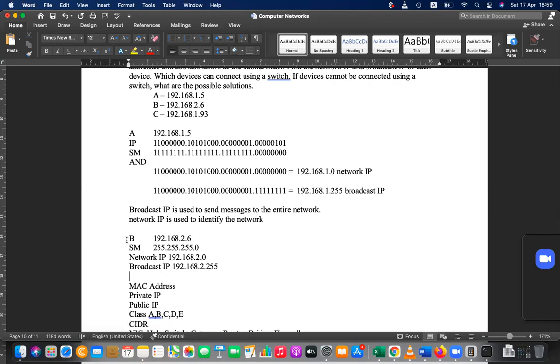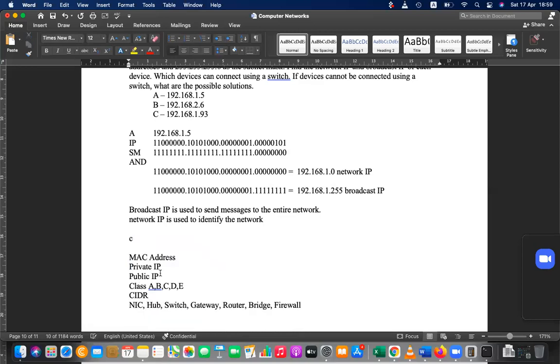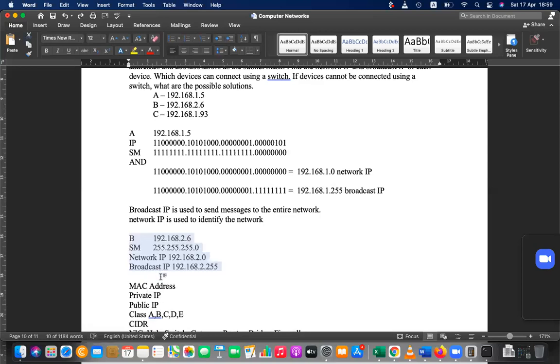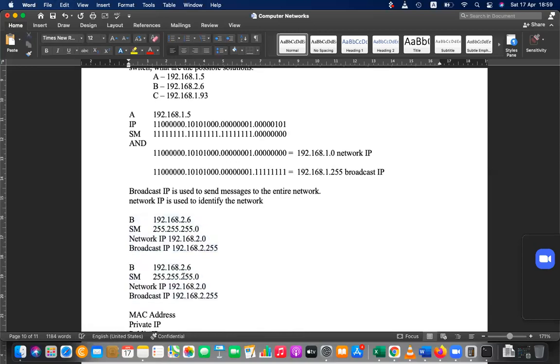And then for C, the device C, I'm going to write this: 1.93. Sorry, 1.93, and then you have the subnet mask, and the network IP will be 1.0 and the broadcast will be 1.255. That is device C.